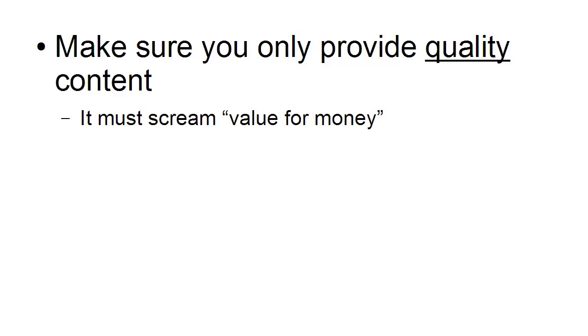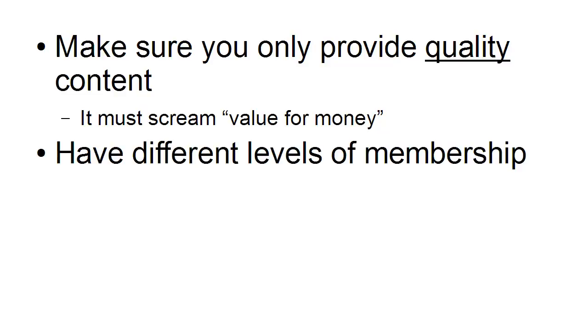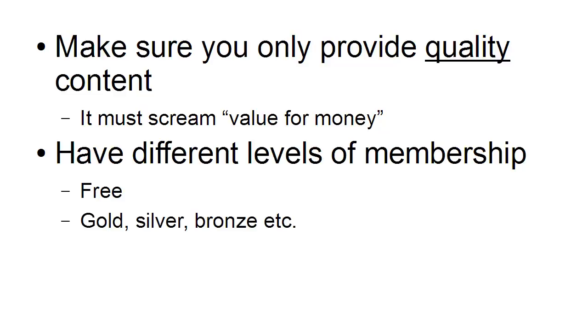First of all, you want to make sure that you only provide quality content, and it must scream value for money. It must be something that people are not going to be able to get for free somewhere else. Having different levels of membership can be good as well. Some membership sites operate this sort of system where you have free basic membership, where you get access to information that isn't perhaps the most up to date, but it gives them an idea as to what's on the site. And then you have gold, silver, and bronze levels, with each one having a different amount of access to different parts of the site. So you have an incentive for people to sign up to the most expensive part of the site because they get access to more stuff, obviously.